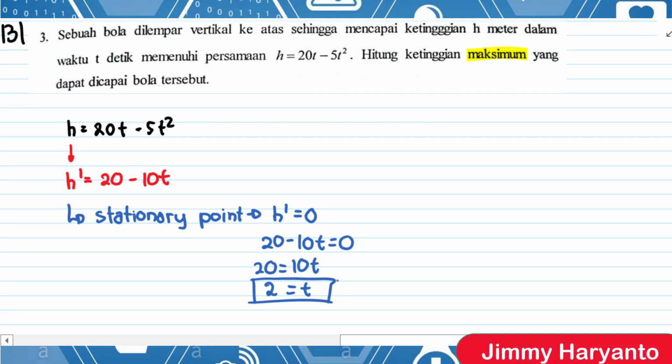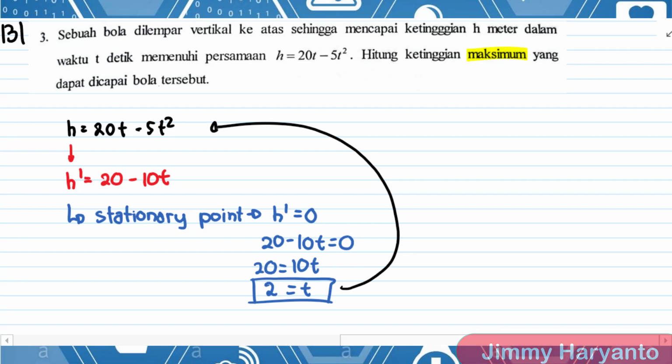Now it's time for us to find the h. So we will get the point. Point means x and y. In this question, the variables are not x and y, but instead it uses t and h. So you have to know that the x is t and the y is h. To find the h, you only have to substitute the 2. 20 times 2 minus 5 times 2 squared. So you'll have h equals to 40 minus 20. You'll have h equals to 20 meters.